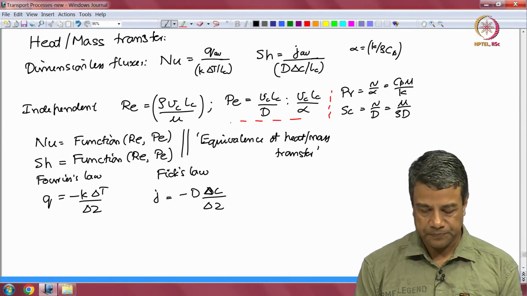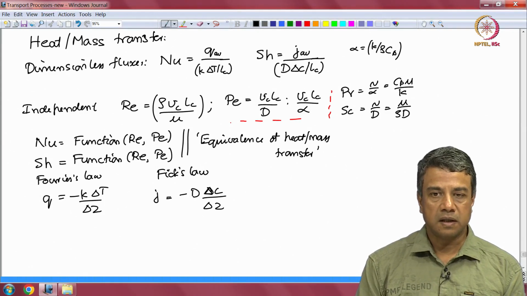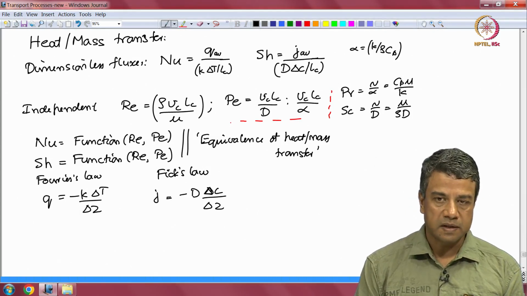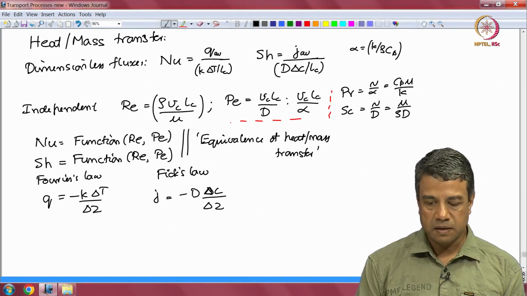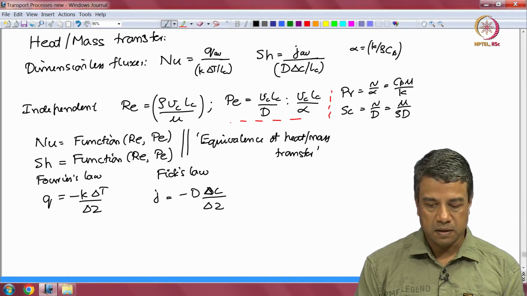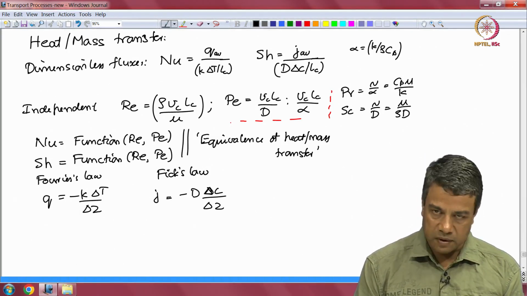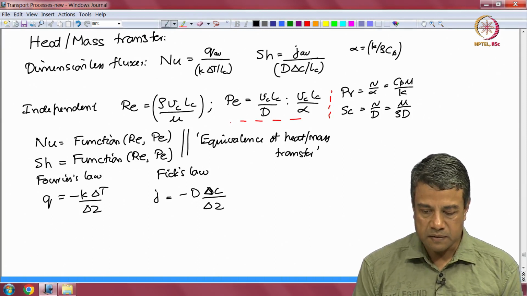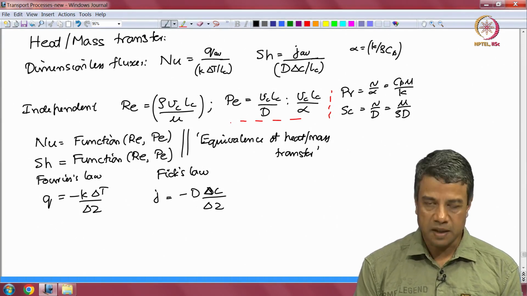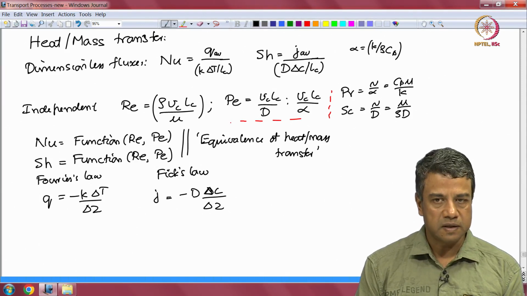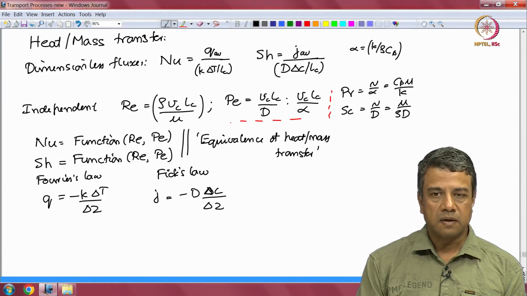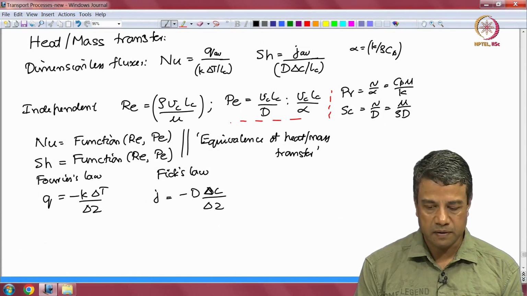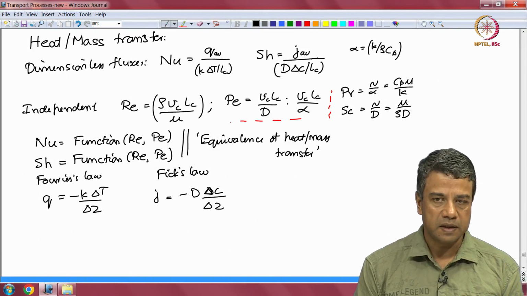So, because the transport process depends upon diffusion and it depends upon convection, the convective transport process will depend upon the details of the fluid flow, and that is a function of the momentum diffusivity as well as convection of momentum. And therefore, for heat transfer problems, you will have this Prandtl number, which is the ratio of momentum and thermal diffusivity.